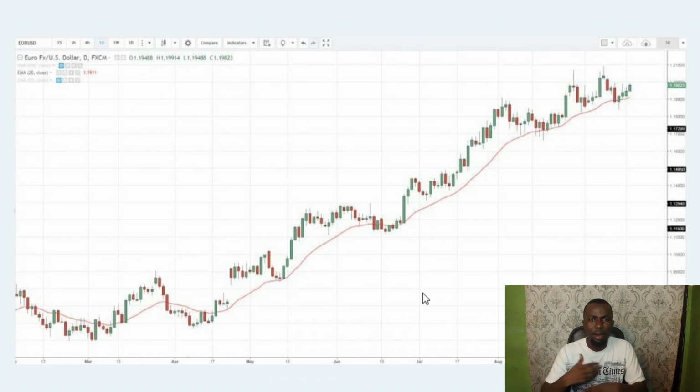As a day trader, we can use the 20 and the 50 moving average, right? And wait for the crossover. Whenever the 20 moving average crosses over the 50 moving average, we know that the price has changed direction. We can also use the 5 moving average and the 20 moving average, right? As a day trader or as a scalper.